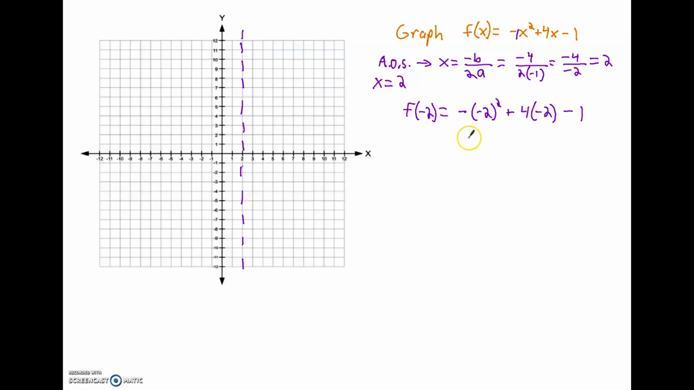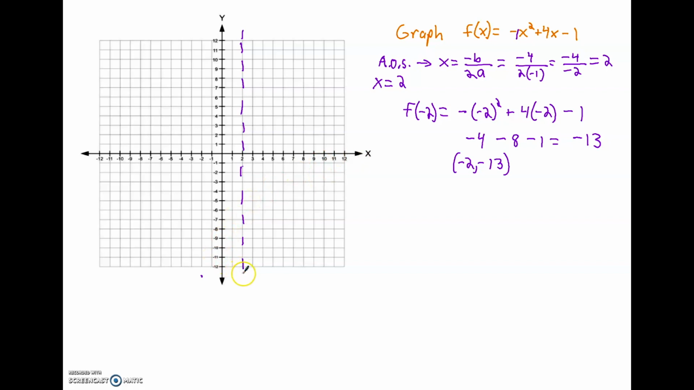-2 squared is 4, so I get the opposite of 4. That is that opposite sign. 4 times -2 is -8. It's positive times the negative. And then minus 1. So that's going to be -4 minus 8 is -12 minus 1 is -13. Oh boy. How are we going to do that one? Our input was -2, our output was -13. That's going to be just off the graph. Ugh. So if it's just off the graph, that's going to be -2, -13. This is going to be an interesting graph, peeps.